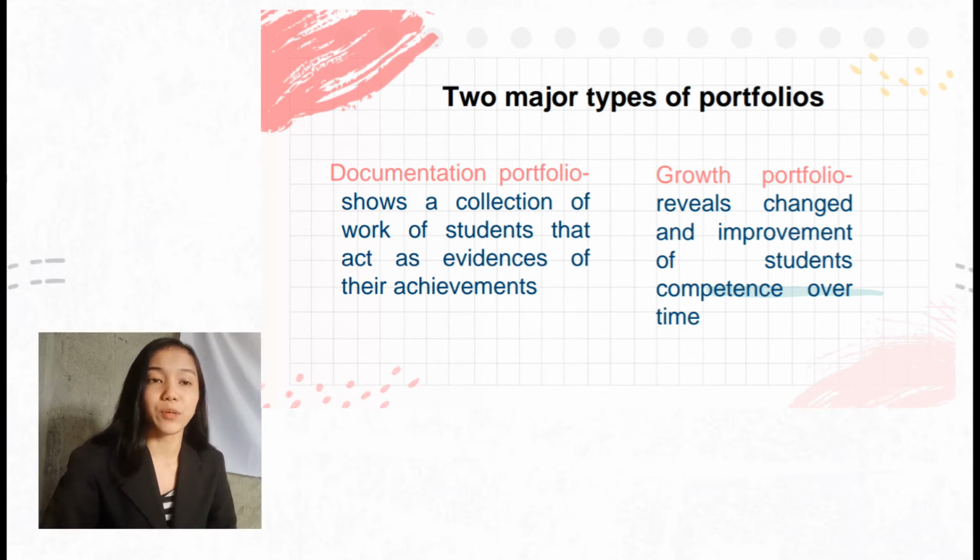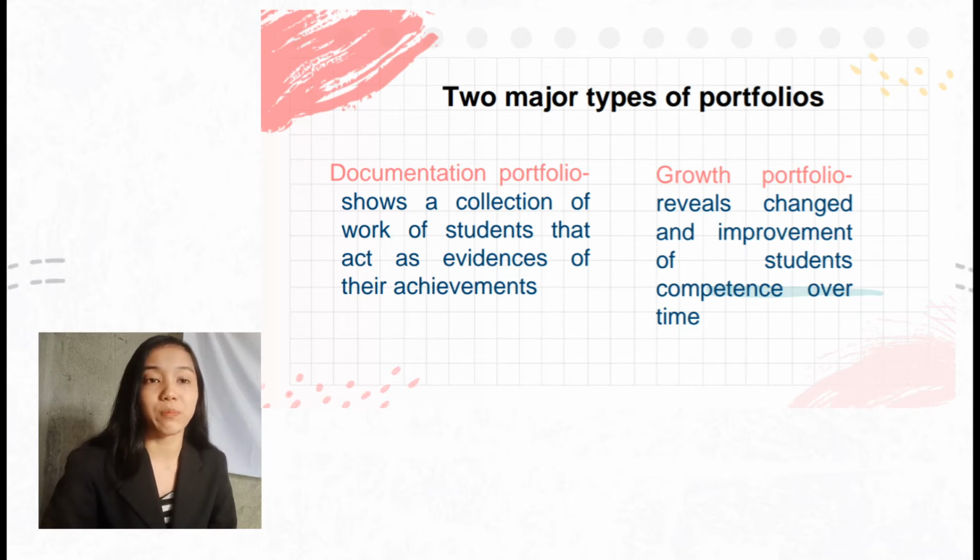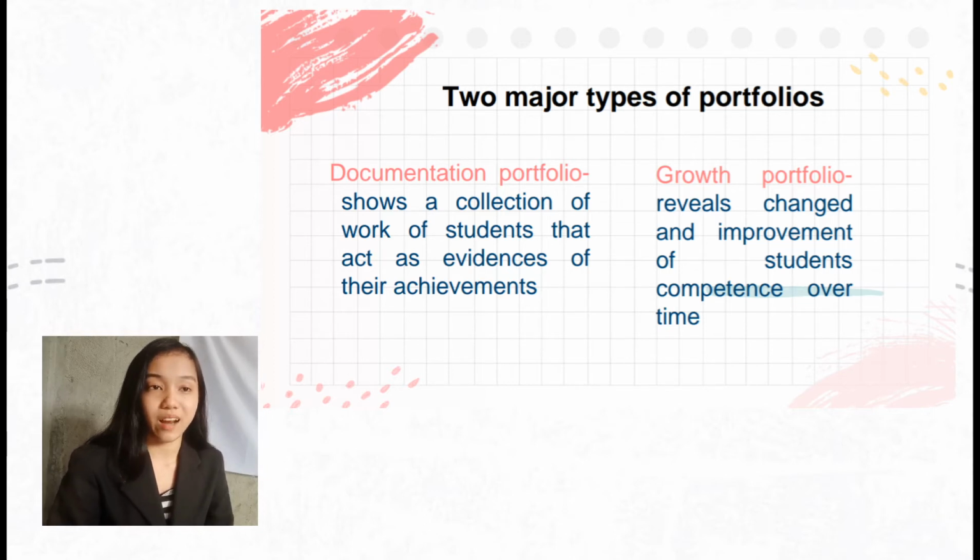For documentation portfolio, it has three types. These are the documentation project, which consists of the projects made by the student. The competence, which involves those skills demonstrated by students inside the classroom. And of course, the documentation celebration, which contains the highest score of the student and many more.